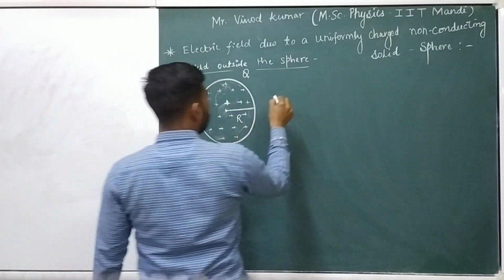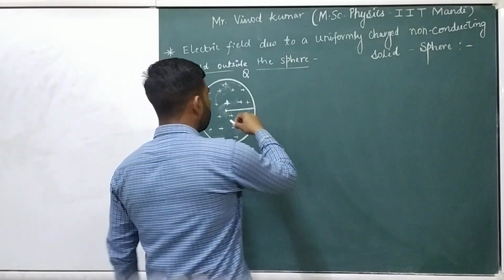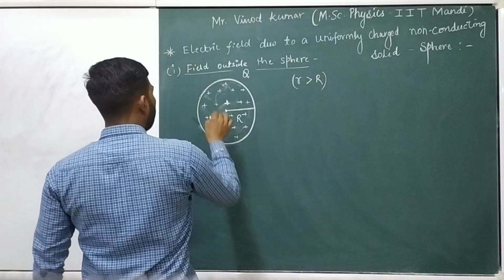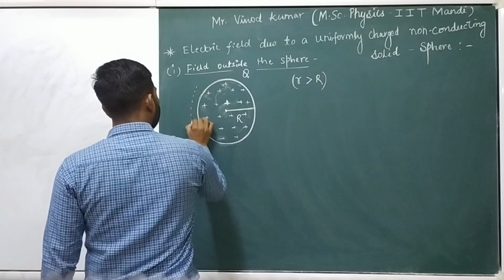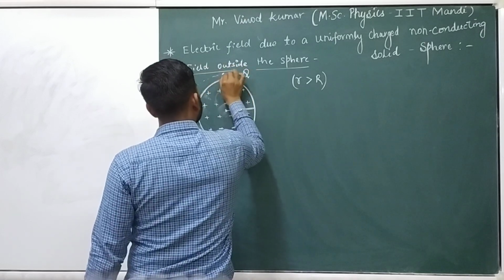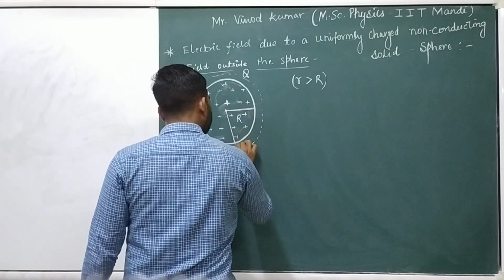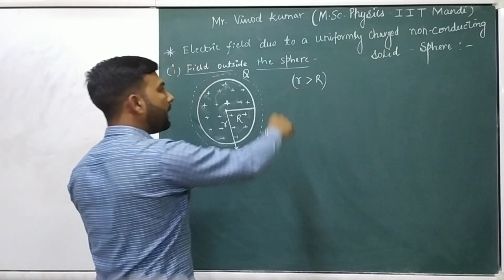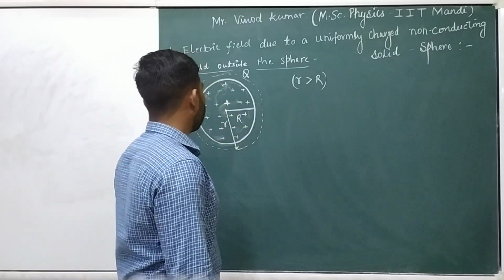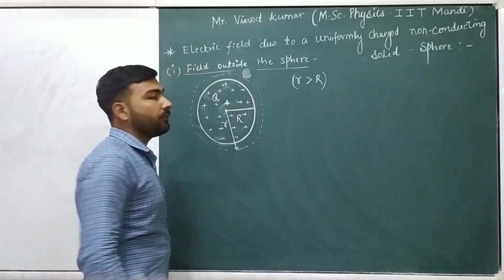For that we are going to take a Gaussian surface of radius greater than the radius of the given sphere, that means r greater than R. We assume a Gaussian spherical surface such that its radius is small r, and that r is greater than the radius of the given solid sphere, which is uniformly charged, and this charge Q is the charge of this solid sphere.